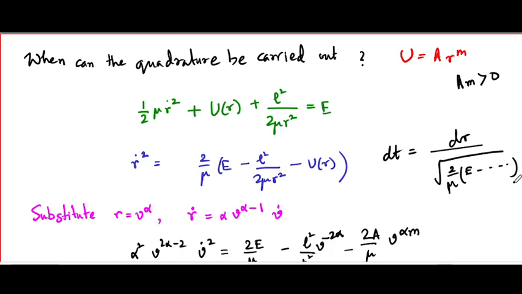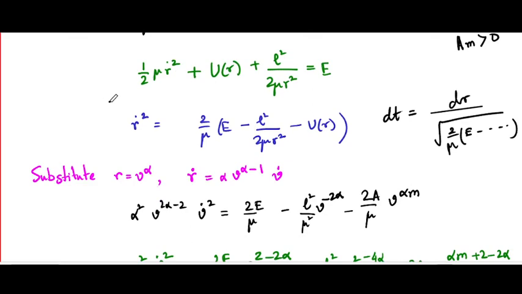Let's take r to be v to the power alpha, where alpha is some number that has to be determined. Of course, this means that r dot is alpha times v to the power alpha minus 1 times v dot. And if we put that into our equation, we get alpha square v to the power 2 alpha minus 2 v dot square is twice E by mu minus L square by mu square v to the power minus 2 alpha, that's simply the 1 by r square that you have here, minus 2A by mu v to the power alpha m. That again is the r to the power m in the potential.